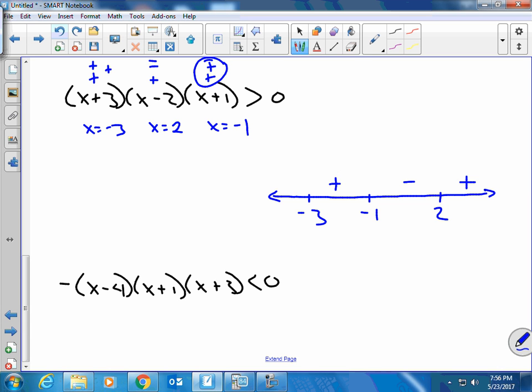Okay. Left of -3, like a -5, makes this one negative, makes this one negative, makes this one negative. Now this one changed signs. It was positive, now it's negative. All right, what do we want?